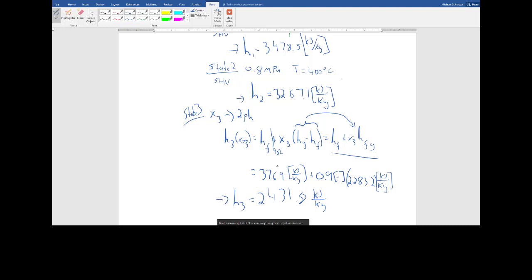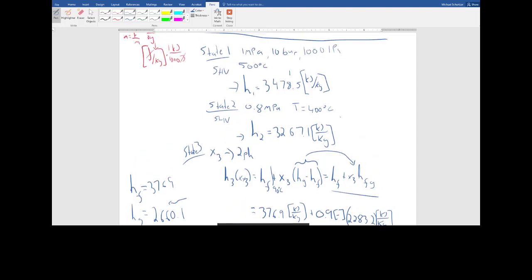And that makes sense. It's in between. So here HF was equal to 376.9 and HG was equal to 2660.1. These are both in kilojoules per kilogram. So I have this number, which is in between these, but closer to 2660, which makes sense because it's 90% vapor. So now I have H1, H2, and H3.